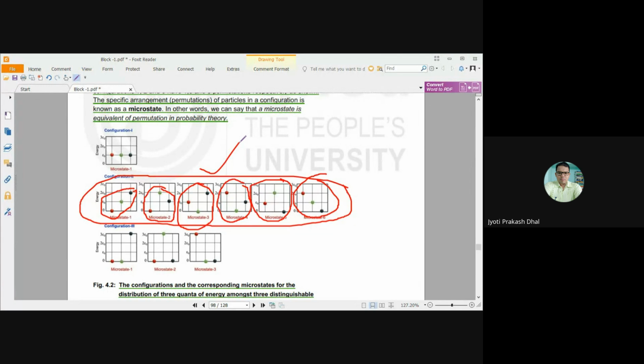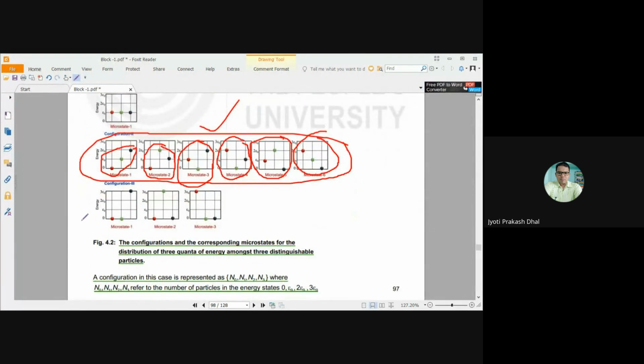Now coming to configuration number 3. In configuration number 3, you have to arrange the 3 particles so that 2 particles are in the 0 energy level and 1 particle is in the 3 epsilon 0 energy level, so that the total energy of the system becomes 3 epsilon 0. The two particles in the 0 energy level are green and red, and the one particle at the 3 epsilon 0 energy level is blue. That is microstate 1.